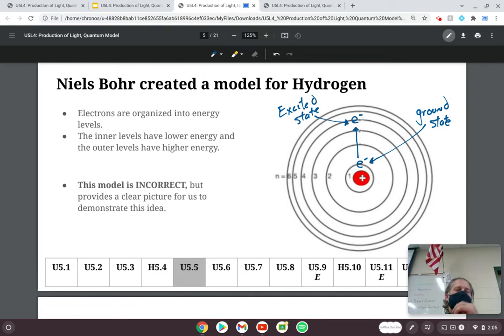Now, an electron can only exist in its excited state for a little bit of time, and after that, it has to go back to its ground state. We're going to talk about that in a minute. Niels Bohr's model is not correct. It just doesn't really get to the crux of what an atom actually looks like, but we use it a lot of times to demonstrate the idea of where electrons are located and that they can move amongst different energy levels.